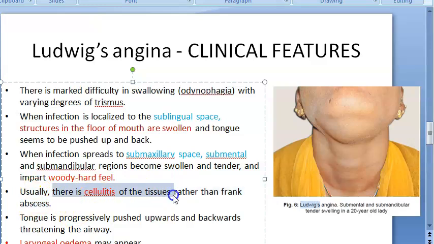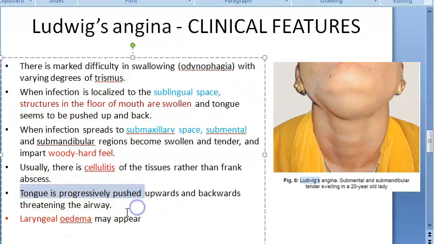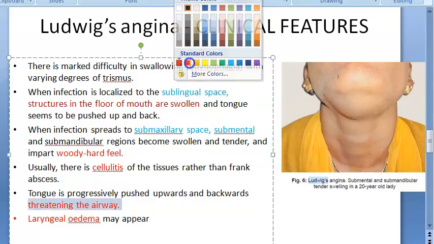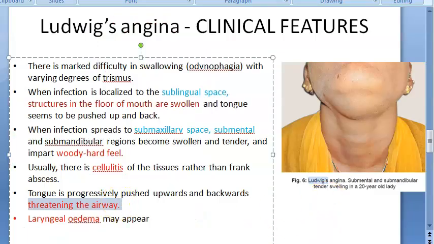There is cellulitis of the tissues rather than frank abscess. They're not actually saying there's an abscess, but there is cellulitis, inflammation of the tissues. There's no pus or abscess. The tongue is pushed upwards and backwards, and that will be a threat to the airway. These people will need tracheostomy sometimes. Laryngeal edema. So this is very important. There's a threat to the airway. Who is threatening the airway? The tongue itself. Say airway. So these are the clinical features.